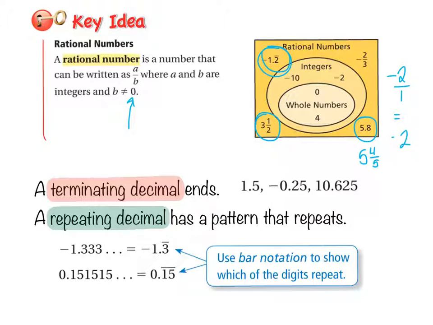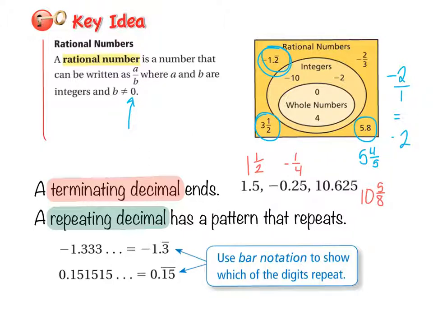So those decimals that end, like 5.8, are called terminating decimals. So we have terminating decimals like 1.5, which is the same as 1 1/2, and that can be written as a fraction. -0.25, which is the same as -1/4. Remember, quarters, 0.25. And then 10.625, which is the same as 10 5/8. And those can be written as fractions.